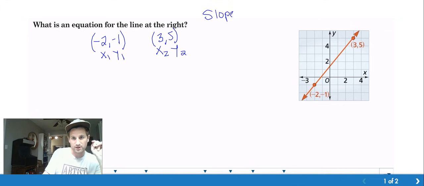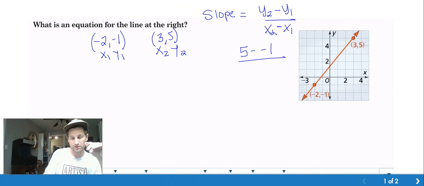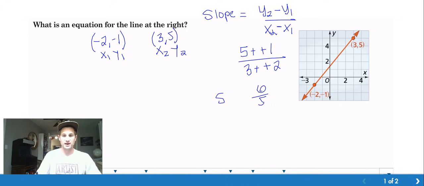And our slope formula, conveniently, is y2 minus y1 over x2 minus x1. And if I have a point and if I have a slope, I have a formula. So let's go ahead and plug that in. y2 is 5 minus a negative 1. So I've got to be very careful. There's a negative in the equation. x2 is 3 minus a negative 2. So this is going to add, and we're going to get 6 over 5. And that's our slope. So we have a slope.